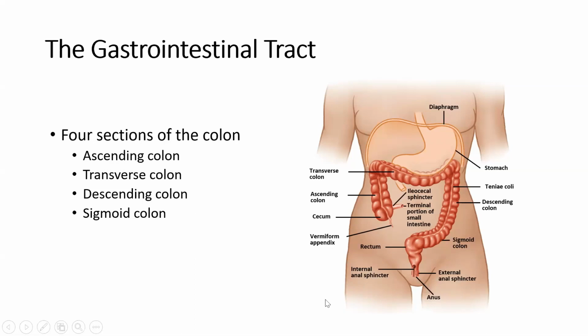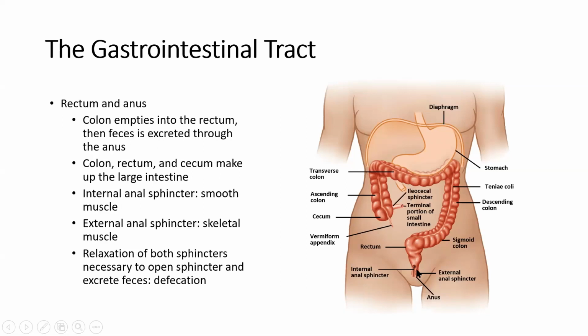So we talked about these four segments, the sigmoid colon being the distal part of the descending colon, which is then converted into the rectum. And then finally the anus, which is the distalmost ending of the large intestine. So let's talk a little bit here about the rectum and anus. The colon empties into the rectum, right? We talked about feces being solidified and excreted through the anus. These are the parts that make up the large part of the intestine.